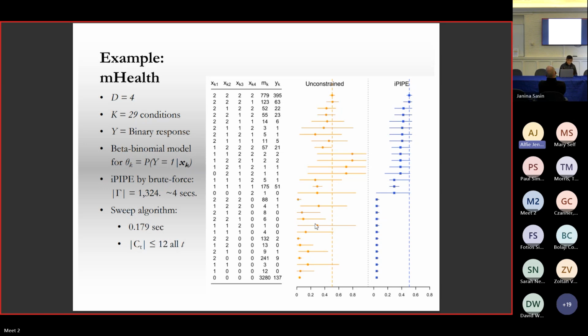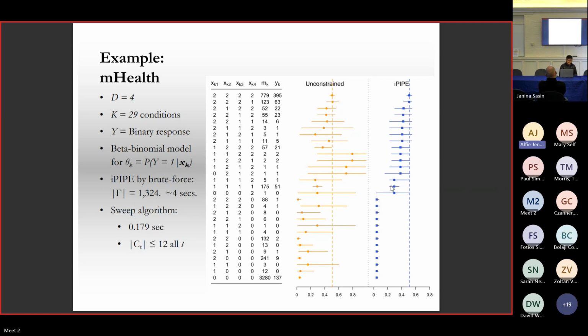Now, with just the assumption of monotonicity, we apply IPipe. This is the confidence interval, or the posterior interval, that we get. Much cleaner picture, right? Not only is the pattern clearer, the interval widths are much smaller. This is what we expect. But what I didn't expect is the magnitude of reduction in the width of the posterior interval. The gain in efficiency is just tremendous.